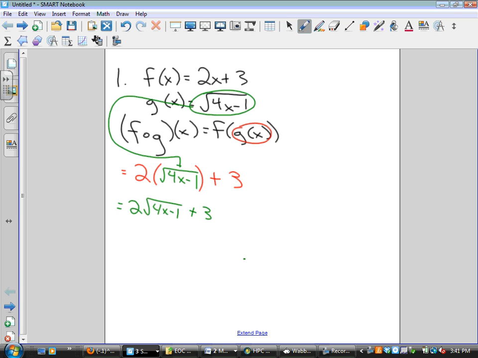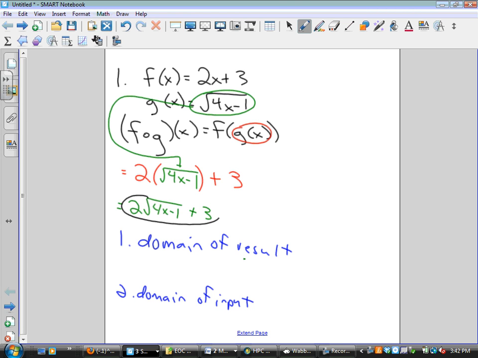So whenever we're finding the domain of a composition, we have to consider 2 things. We have to consider the domain of the result, and we also have to consider the domain of the input function. Now in this situation, both of them are going to end up being the same, just because of the way it worked out. But let's look at the domain of the result. So we're looking at the domain of 2 times the square root of 4x minus 1 plus 3.